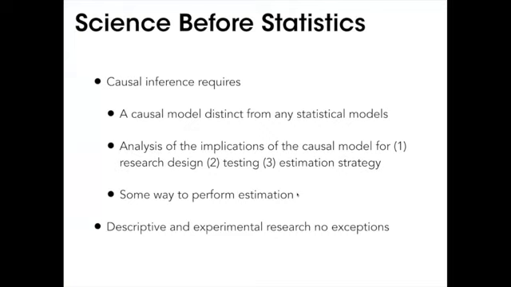These implications can be used to design research. You know which data you need to collect, you know how much you need, and so on. It can be used to test the structure of the causal model, and it can be used to design an estimation strategy. In this workshop, I mainly focused here on 3, but there's a lot of literature on 1 and 2 as well.